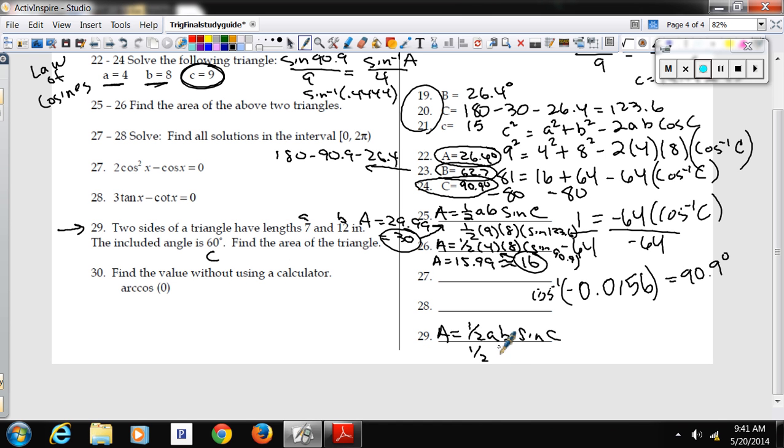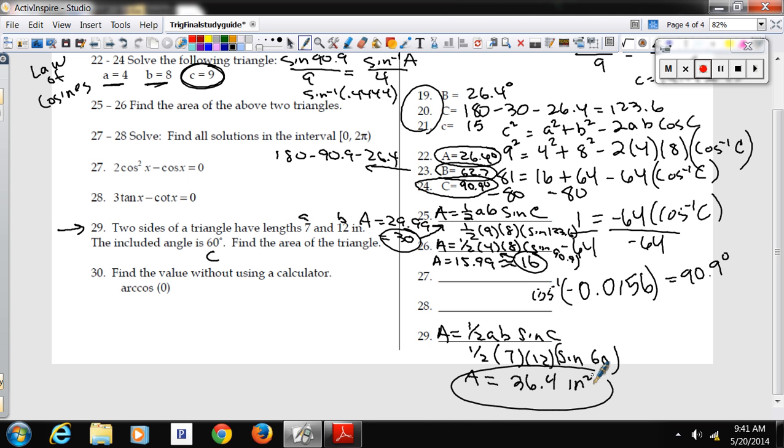So it's 1/2 times 7 times 12 times the sine of 60. You just plug that all into your calculator, 0.5 times 7 times 12 times the sine of 60, and you get 36.37, which we'll call 36.4 square inches. So there's 29. That formula is going to cover 3 of those.